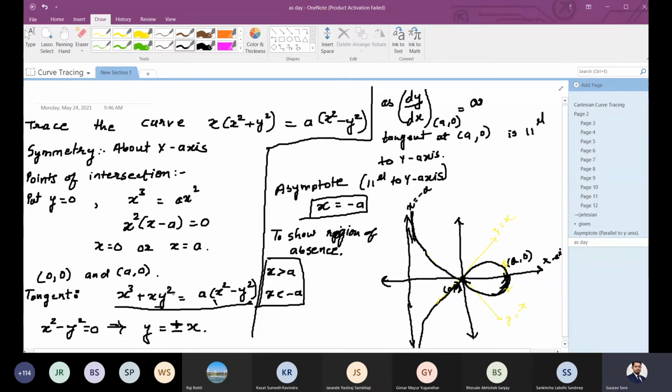When you open the bracket, what you will get is x plus a into y square. So y square will be equal to a into x square minus x cube upon x plus a. So from this, you put x greater than a, x less than minus a, and you can show that. Fine.